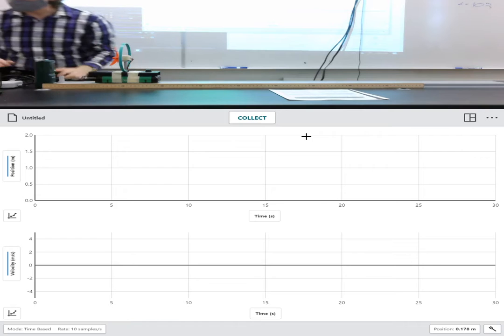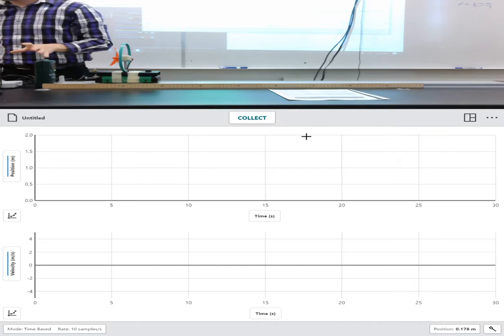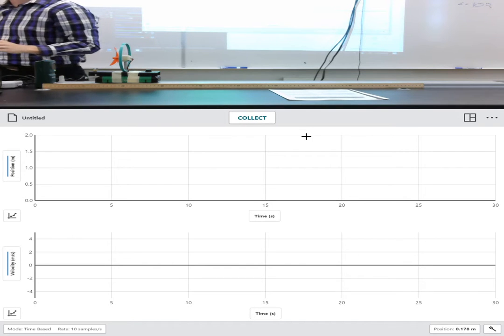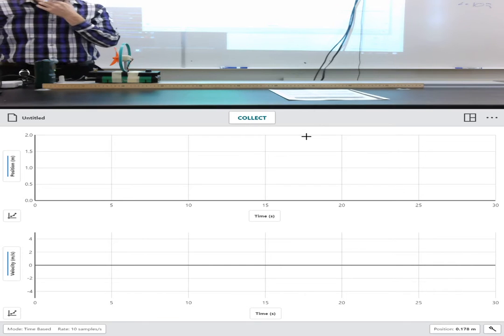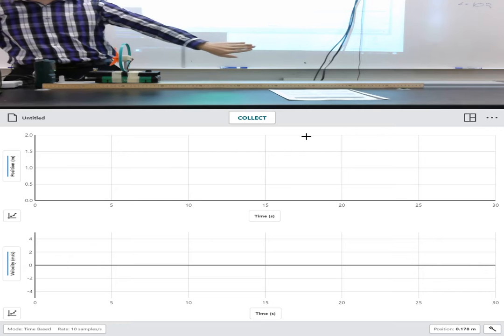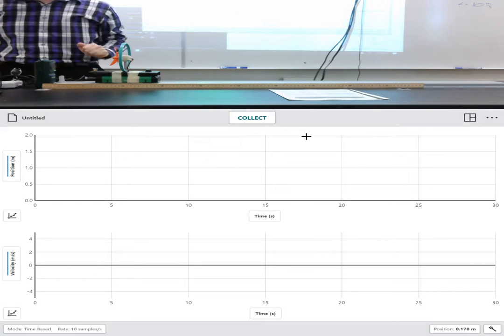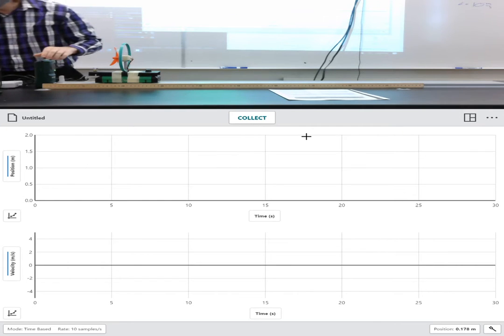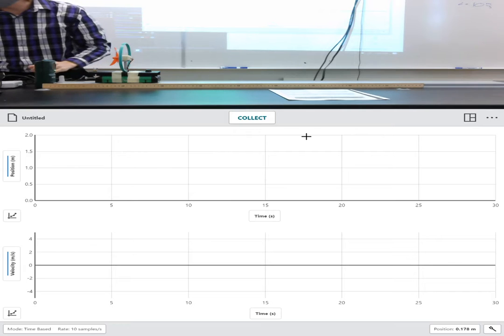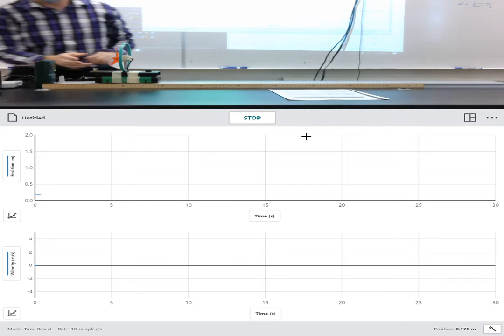Okay, we're back. Okay, so now we just made our predictions. We've got a lot of curves for the position graphs and some curves and straight lines for the velocity graphs. I'm going to start this collection, and then I'm going to push this, and then I'm going to try to catch it and stop the collection here, okay? So, everybody ready? Here we go. We are collecting.